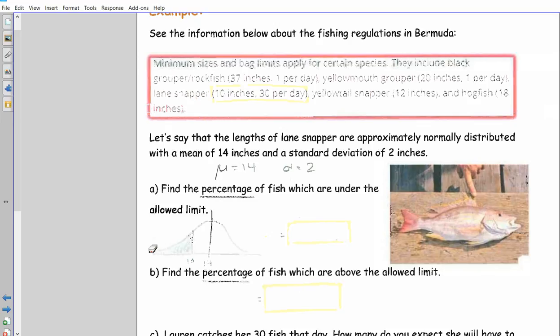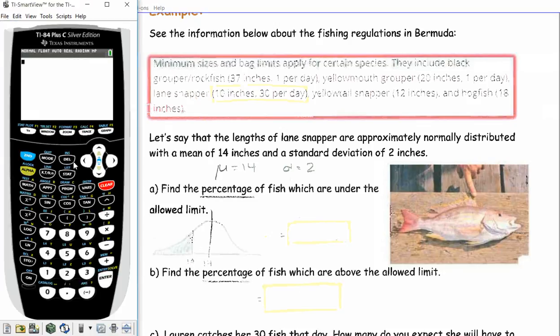Remember, are we being asked to calculate an upper limit? No, we're being asked to calculate an area and to turn it into a percentage. So for that we need to do normal CDF. So go second VARS, select the second one, normal CDF. What's our lower limit? You might have guessed already, it's negative infinity, which I happen to have in there already, negative 1E99. If you forget how to do that, negative 1, second comma, to make E99. Our upper limit is 10.